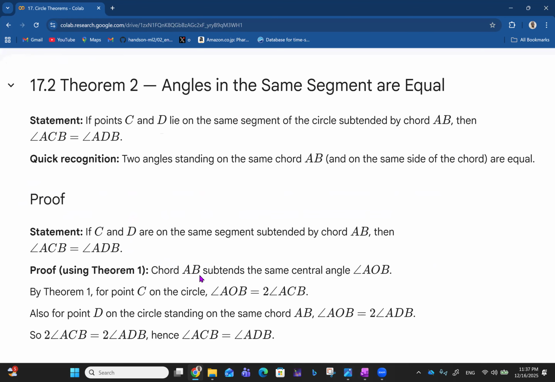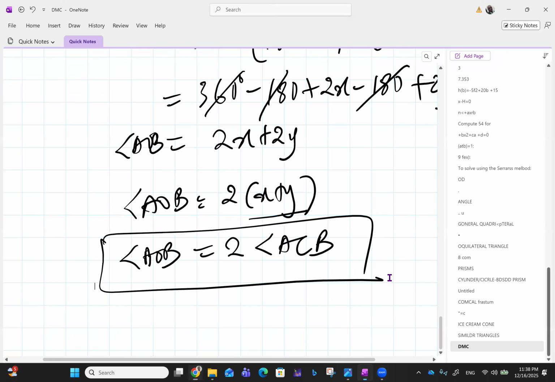Angles in the same segment are equal, okay? So if points C and D lie on the same segment of the circle subtended by chord AB, then angle ACB is equal to angle ADB. So quick recognition: two angles standing on the same chord AB and on the same side of the chord are equal. So let's try to visualize what we're talking about there.